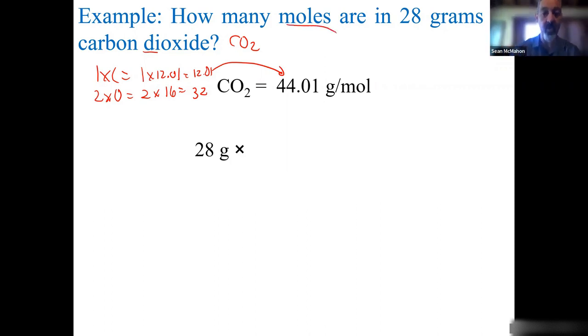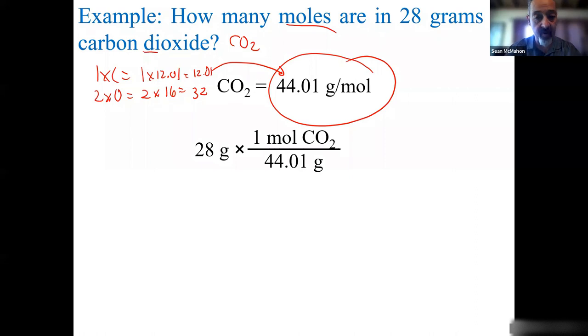I want to convert to moles. So I have to flip this conversion factor because that'll allow me to go to moles. So there's 44.01 grams per mole of CO2. Grams cancel, and now I know how many moles. And that makes sense. I don't have 44 grams, so I don't have quite 1 mole.